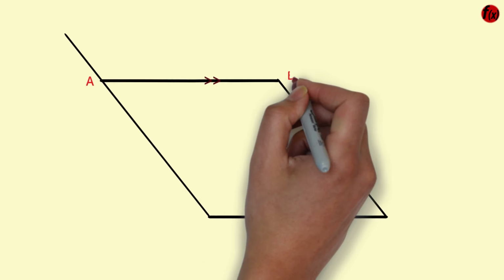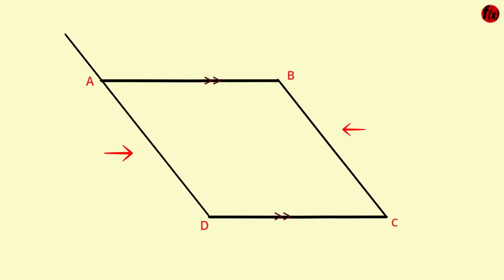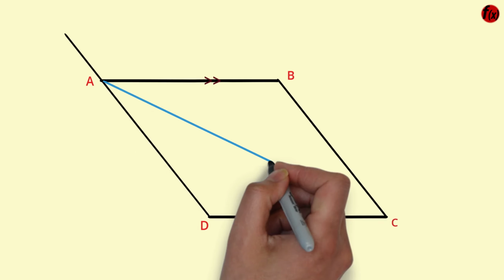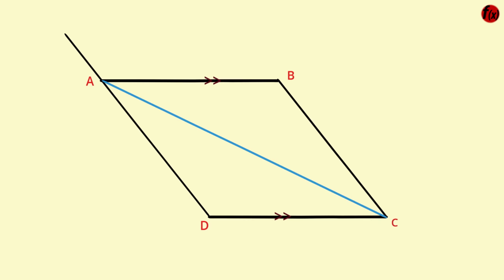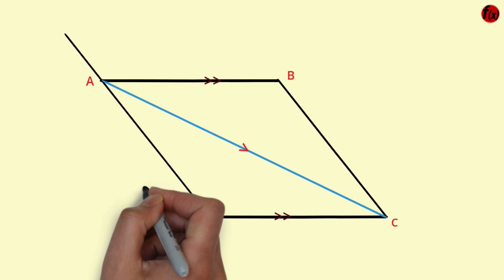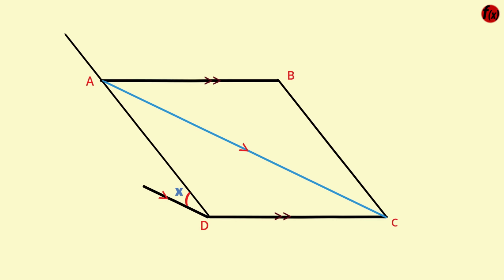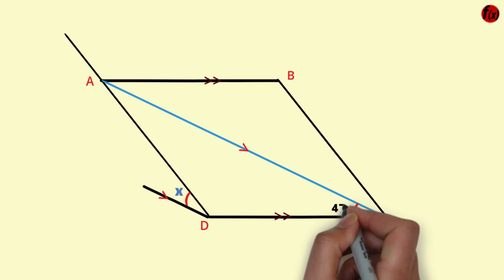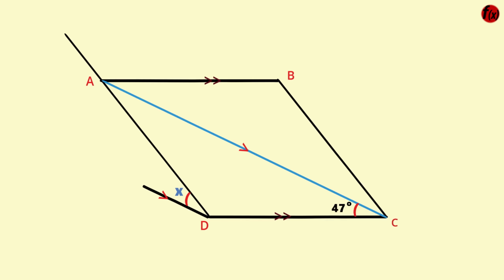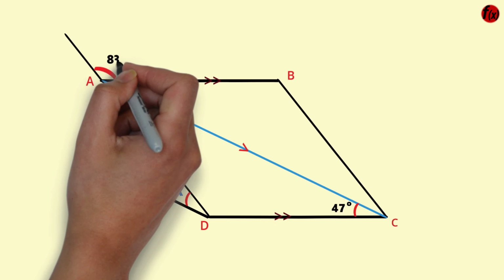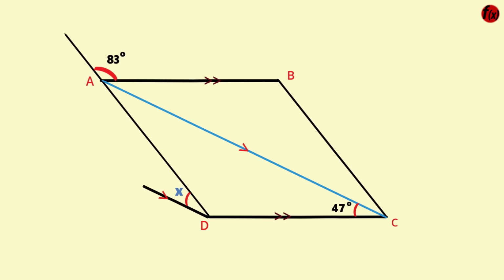We have a quadrilateral formed by parallel lines AB and DC, intersected by lines AD and BC, with a diagonal AC. The diagonal AC is parallel to a line that makes an angle X with AD, given that angle ACD equals 47 degrees, and the supplementary angle formed with angle BAD equals 83 degrees. Find the angle X.